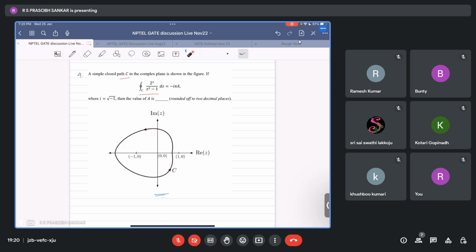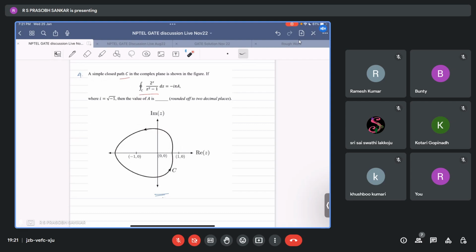It is given that this is a simple closed path C in the complex plane with anti-clockwise orientation, that is positive. Suppose that the integration over C of 2 raised to z by z square minus 1 dz is minus i pi times a.